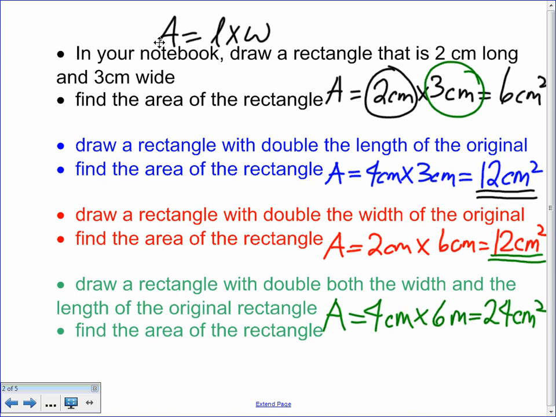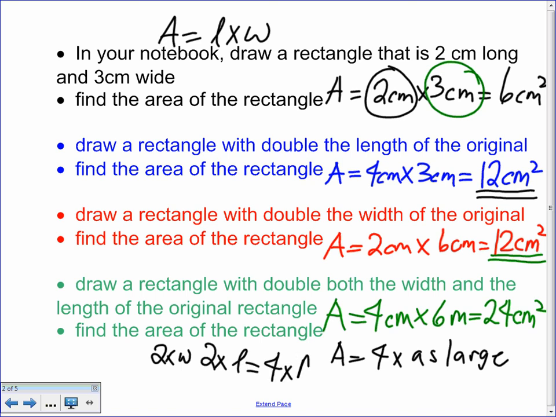So what happened to my area? I quadrupled it, or I made it 4 times as large. I had 2 times my width and 2 times my length, so I have 4 times the area. In the earlier examples, I had 2 times my length, and 2 times my width, so I had 2 times my area. I think I have those backwards, sorry. But I've still only doubled my area. When I double both dimensions, I have 2 times 2 essentially, which makes it 4 times as large.